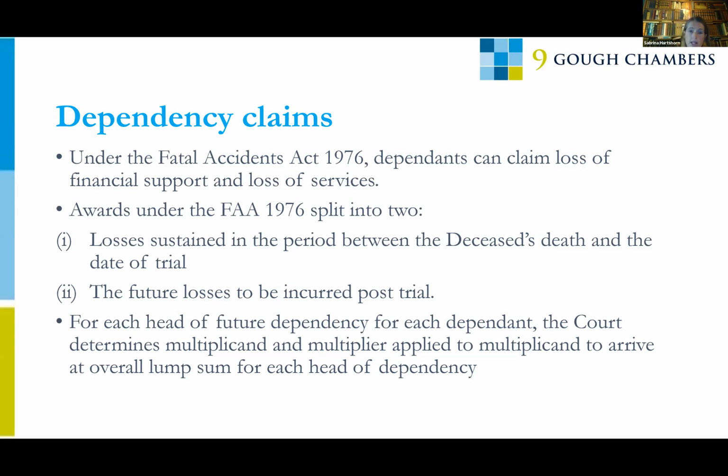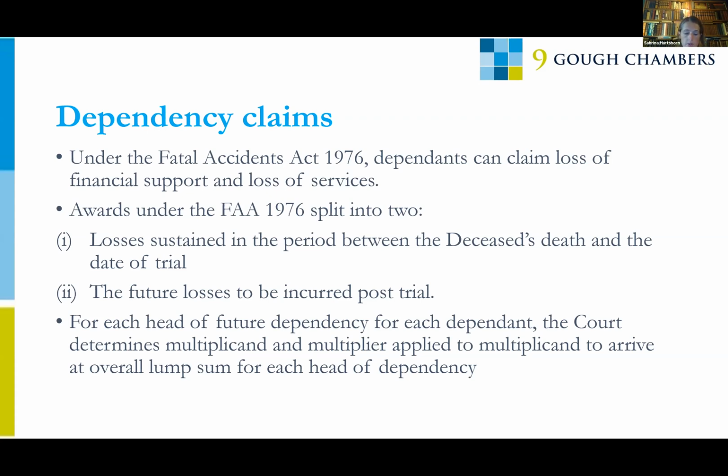There are losses sustained in the period between the deceased's death and the date of trial, and also the future losses to be incurred post-trial. And the court will work out for each future dependency, for each dependent, a multiplicand, that's the yearly loss, and then a multiplier is applied to that multiplicand to achieve the overall lump sum for each head of dependency. So always remember what you're trying to achieve here.